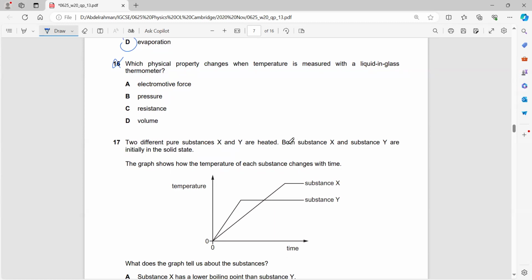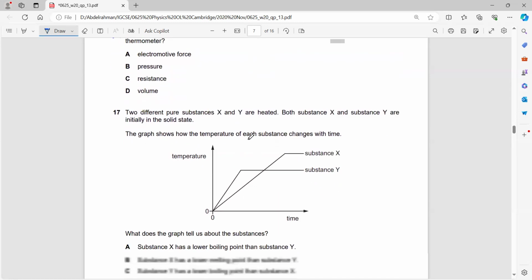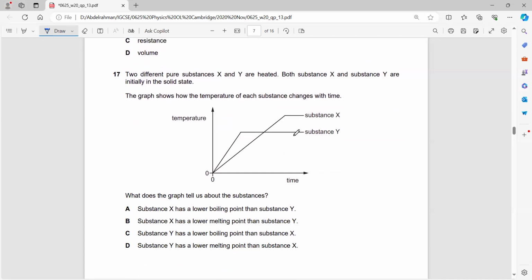Two different pure substances, X and Y, are heated. Both substances are initially in a solid state. The graph shows how the temperature of each substance changes with time. What does the graph tell us about these substances, X and Y? They were both initially in a solid state. What can we learn from this graph?